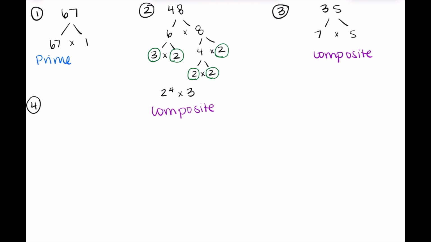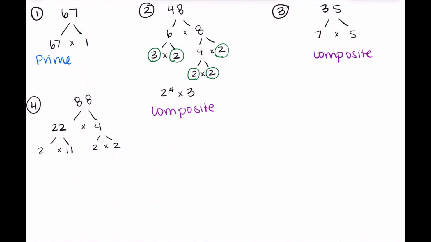The next one will be number 4. For number 4, we have 88. And when we think of the factors of 88, we know that 88 splits up into 22 times 4. The 4 will split up into 2 times 2. The 22 will split up into 2 times 11.